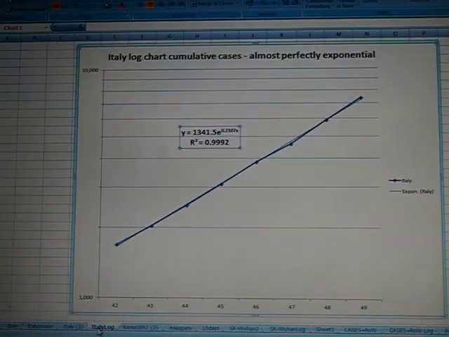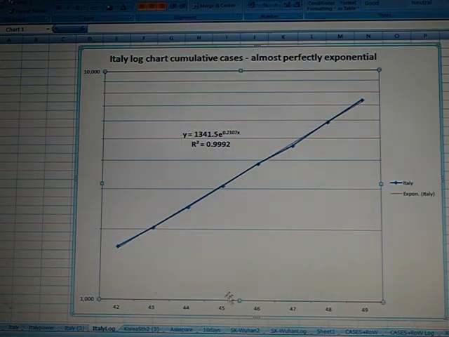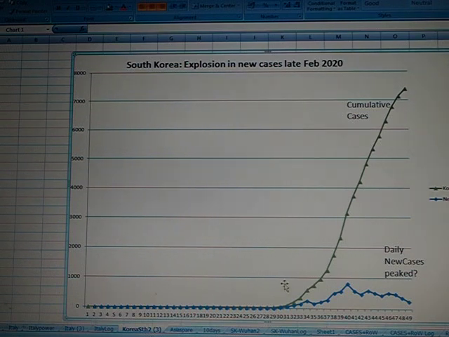And again, you see Italy on a log chart, straight line, an almost exactly exponential trend with a slope of 0.21. That's doubling every 3.5 days. South Korea, not so. Had an exponential trend, but it's forming an S-curve. The daily new cases have peaked in South Korea, and it's several days now, 5, 6, 7, 8, at least 8 days since the peak.